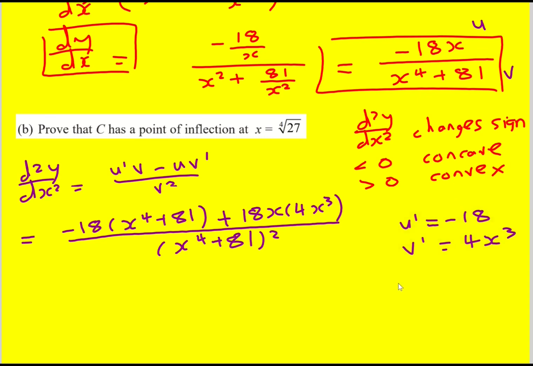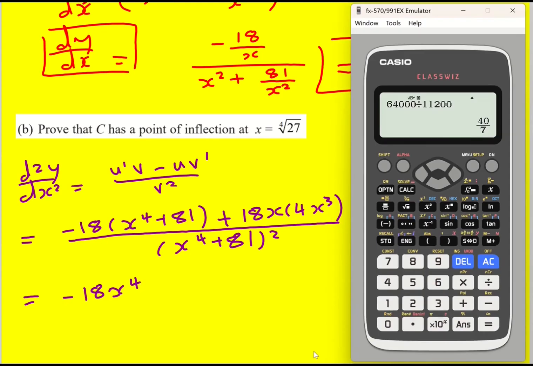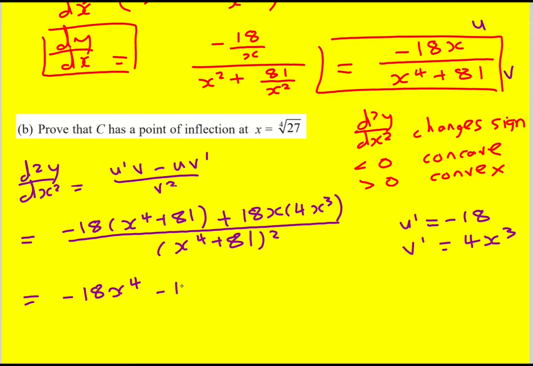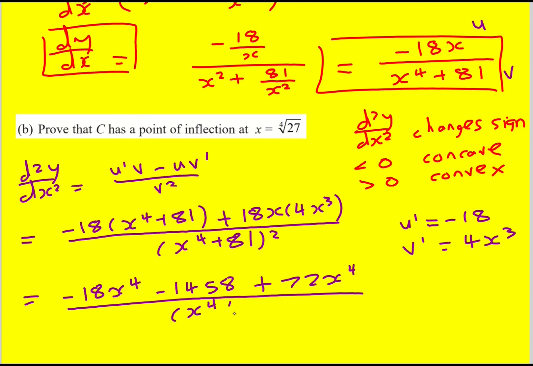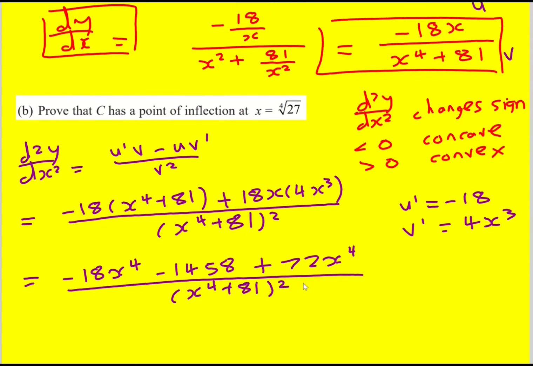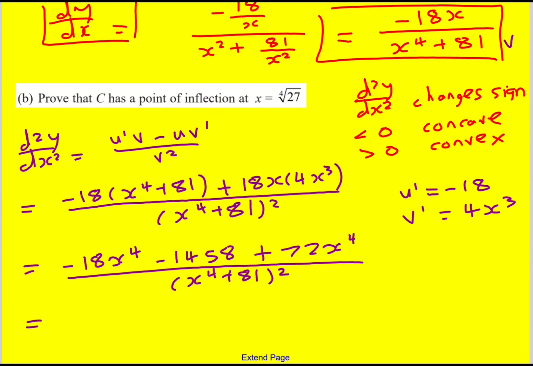Let's just tidy this up. So I'm going to get minus 18x to the 4 minus 1458, then plus 72x to the 4, and that simplifies to 54x to the 4 minus 1458.